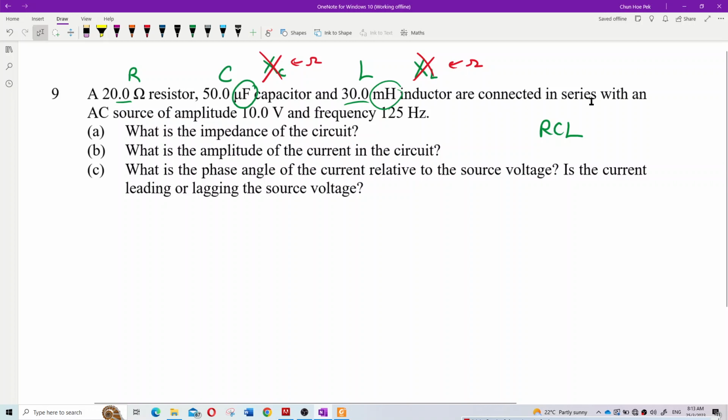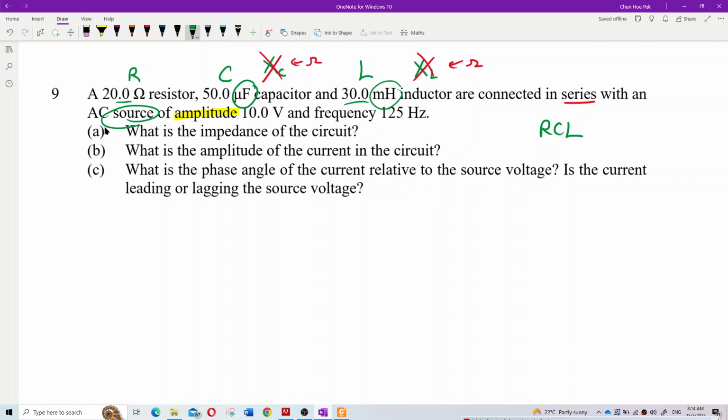Connected in series, okay, we are only learning about series circuits. And then with an AC source of amplitude 10 volt and frequency 125 hertz. So you see, this is an amplitude, so that means it's a peak value, the maximum value. And it's about the source voltage.